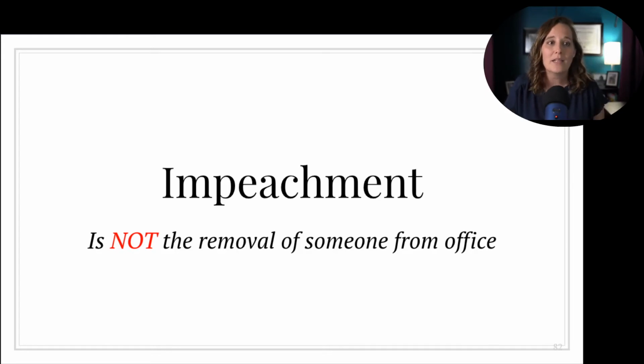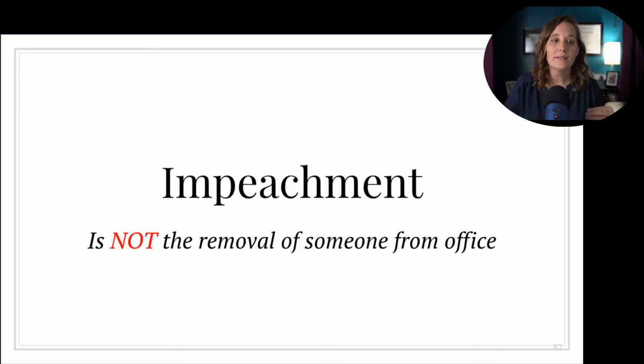The impeachment process is outlined in 4 parts of the Constitution. The first is Article 1, Section 2, Clause 5, which gives the House of Representatives the power to impeach. Article 1, Section 3, Clause 6 gives the Senate the power to hold impeachment trials and remove officials from office.